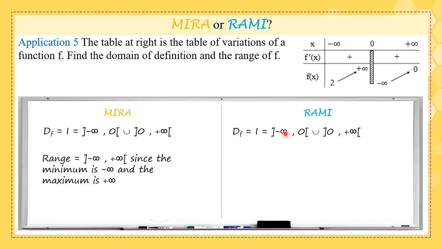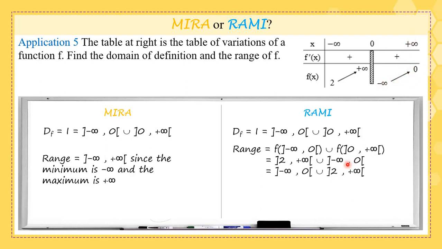The same domain for Rami. And the range is f of (negative infinity, 0) union f of (0, plus infinity). So Rami divided the interval into two subintervals, and he found f of (negative infinity, 0), which is (2, plus infinity). And f of (0, positive infinity), which is (negative infinity, 0). And then he tried to find the union of these two intervals.